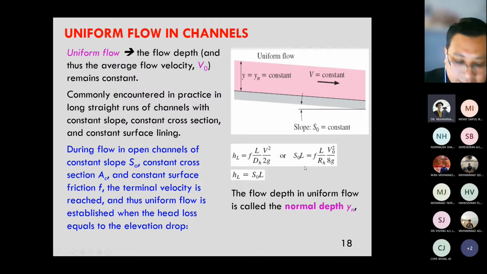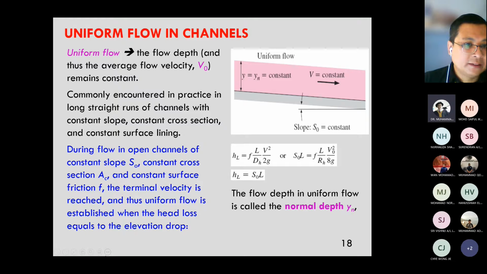Okay, now we move to uniform flow in the channel. In uniform flow, the flow depth and the average flow velocity V node remain constant. So, constant. Actually, we avoid the condition where V node and V final are different. To avoid the unwanted condition, if we measure the channel condition from the start until the finish and it is considered safe, so we want the flow to be uniform.